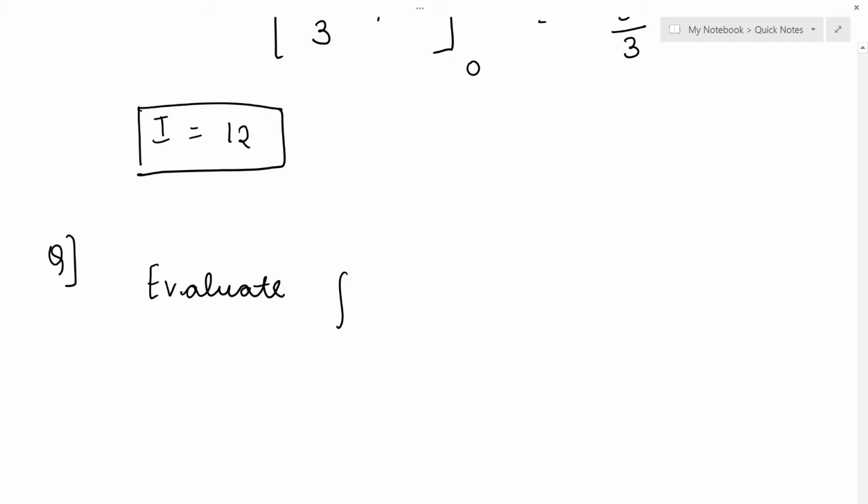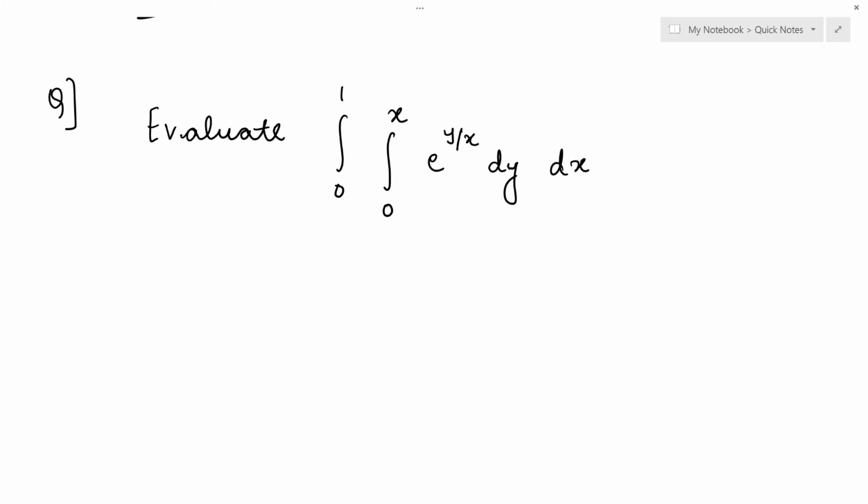Evaluate the integration 0 to 1, 0 to x, e raised to y by x, dy dx again. Now in this sum, the inner limits are in terms of x. We will integrate with respect to y first, the opposite variable.